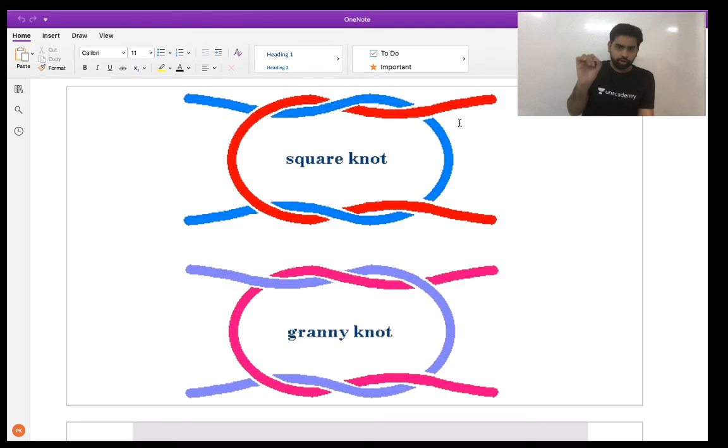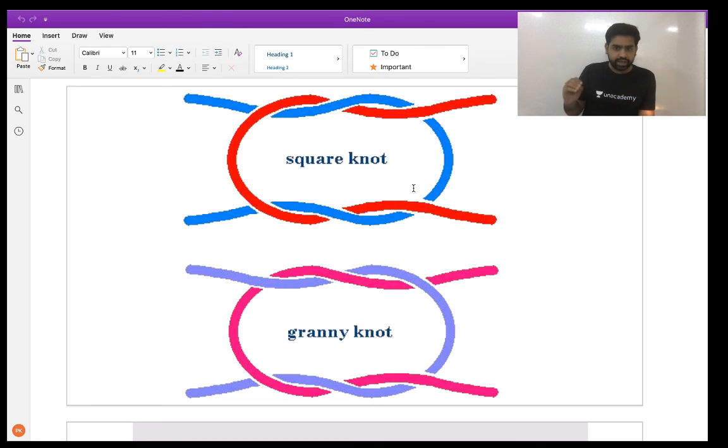The basic difference is this. On this slide, what you're seeing now is a square knot and a granny's knot. Just have a look at this particular red thread, and this is the blue loop. For simplicity, I know this is pink, but please consider it as red, and consider this as blue. If you look at the above figure, both the red threads are going above the blue loop. But in the figure below, one red thread is going above the loop and the other red thread is going below the loop.